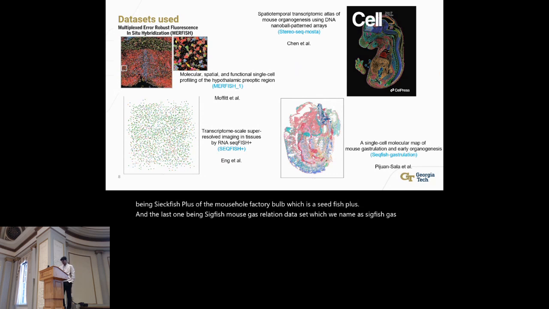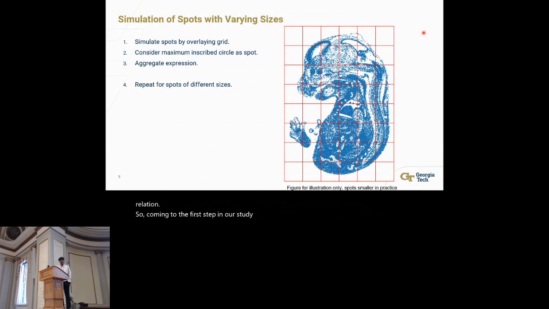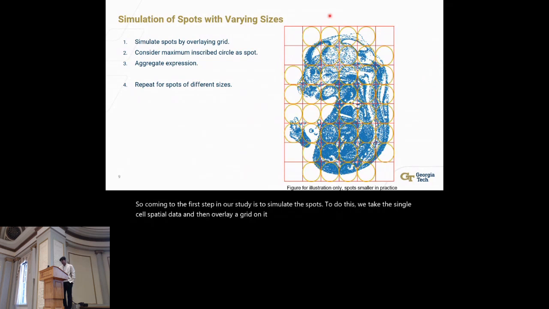So coming to the first step in our study is to simulate the spots. To do this, we take the single-cell spatial data and then overlay a grid on it. And then we consider the maximum inscribed circle for each grid, and consider that the cells inside those circles are the ones that constitute the cells within those spots. The expression of those cells is aggregated to form the expression of each spot. And this is repeated for different spot sizes, and we get datasets for different spot sizes.